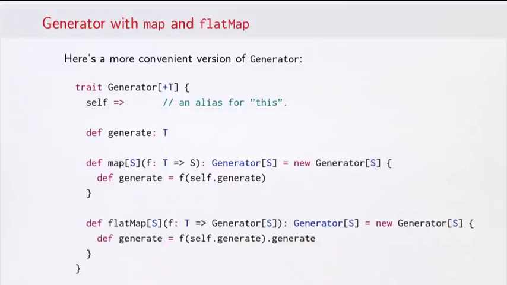Here it is. Again, it's useful to compare with map. So flatMap would give us back now a generator of S from the function f. So it takes a random value to a whole sequence of random values to a generator, and its result type is again Generator[S]. Its generate method is implemented as you see here.